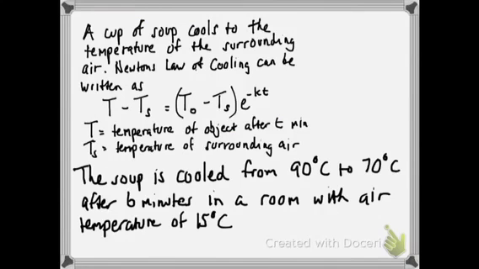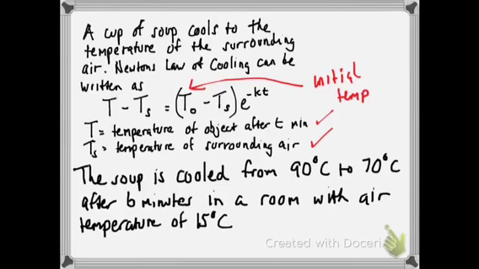Next question. A cup of soup cools to the temperature of the surrounding air. Newton's law of cooling can be written as T minus Ts equals T naught minus Ts times e to the power of negative kt. Some definitions. T is the temperature of the object after t minutes. Ts is the temperature of the surrounding air. Now it hasn't actually defined here T naught, but we can say that T naught, okay, is initial temperature. Said before that the 0 or the naught means initial.